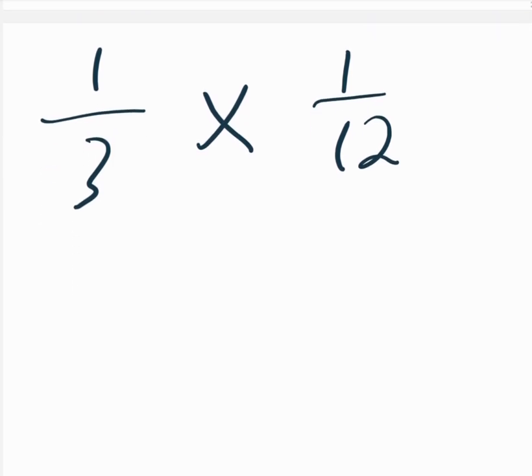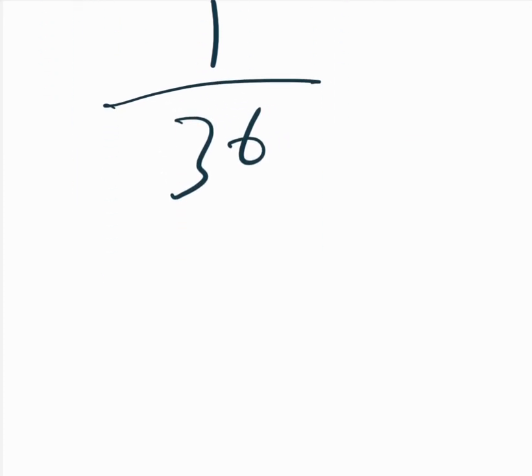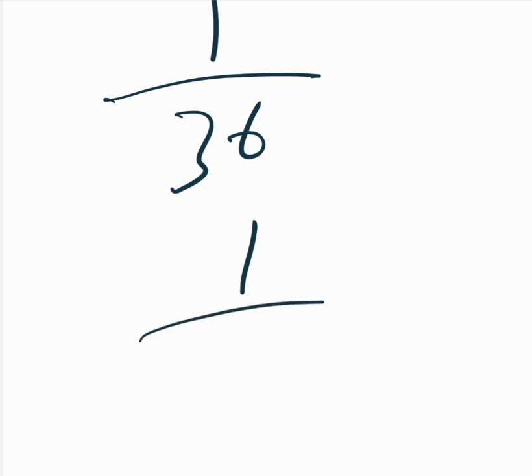We proceed. Here we're going to marry them. So we have 1 times 1 is going to give us 1 over 3 times 12, which is going to give us 36, right? So the answer is 1 over 36. This is the answer.